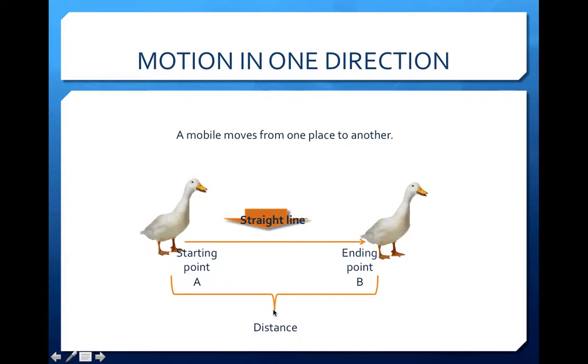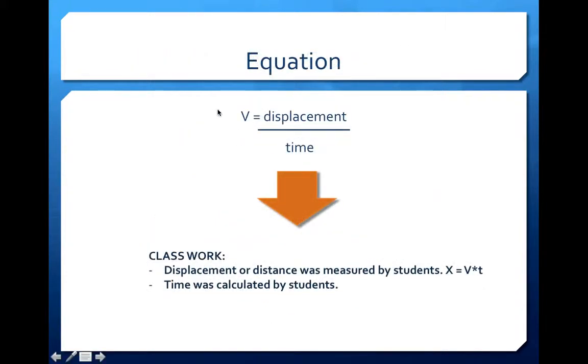So you have the distance or the displacement. The main equation to work with this topic is this one. Velocity equals displacement over the time. Remember that displacement is the same as distance. But I know that you have already worked in physics class with this one. X, which is the displacement or the distance, equals the multiplying of velocity and the time. You already know how to measure the displacement, and you already know how to calculate the time.